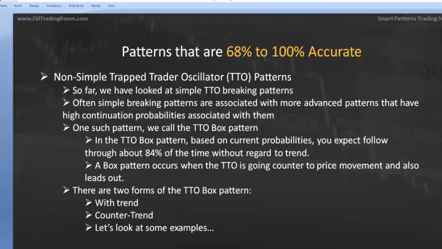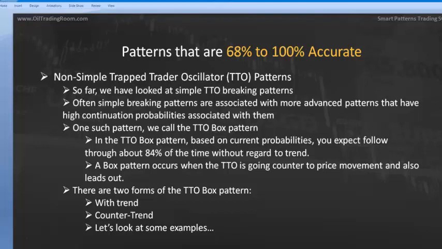So there's two forms of that then. You've got the one that's with trend, and then you've got the one that's counter trend, going against the trend. And so let's look at some examples of the TTO box pattern.